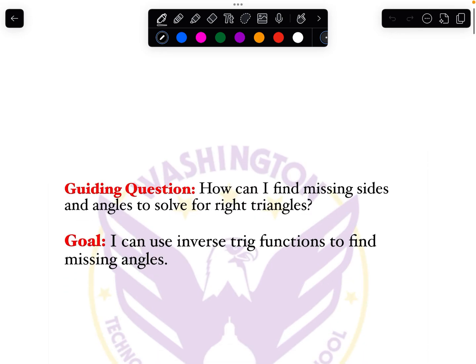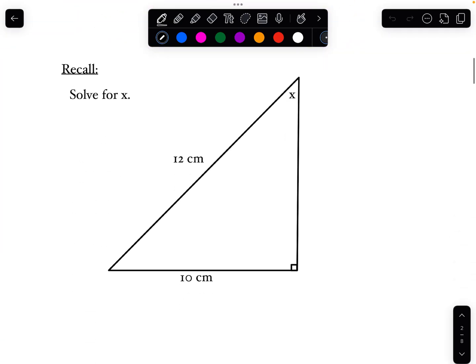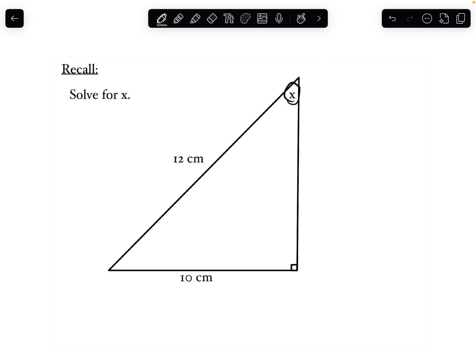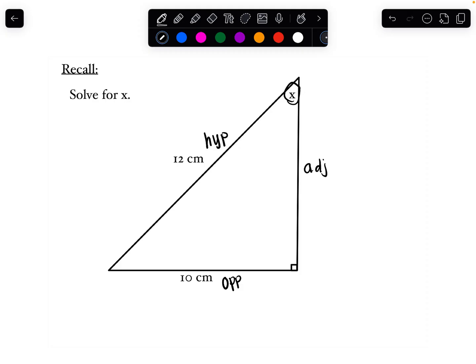Today we're going to talk about finding all the missing sides and angles of a right triangle using trig. So recall here, to solve for x, which is an angle, we circle the reference angle, label our sides, hypotenuse, opposite, and adjacent. We circle the sides that we know. So we know hypotenuse and opposite, which means we're going to be using sine. So sine is opposite over hypotenuse. Sine x is 10 over 12.